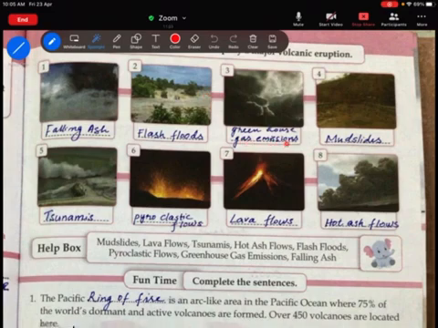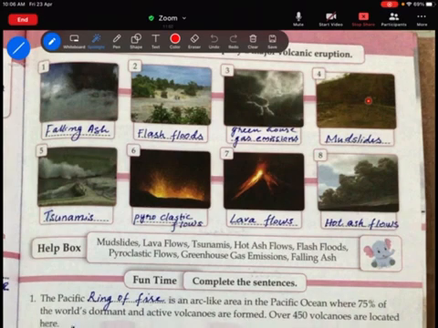Greenhouse gas emissions. Greenhouse gas means that will be spoiling the ozone layer. Methane, hydrogen sulfide, so many greenhouse gases will be emitted, which will spoil the ozone layer. If the ozone layer is spoiled, then the UV rays from the sun will be coming through that and will cause skin cancer.